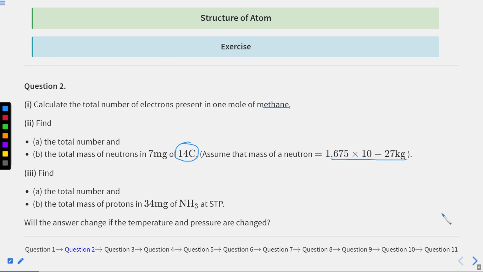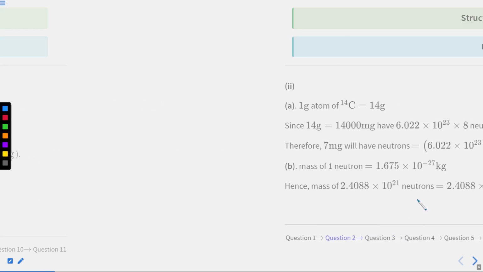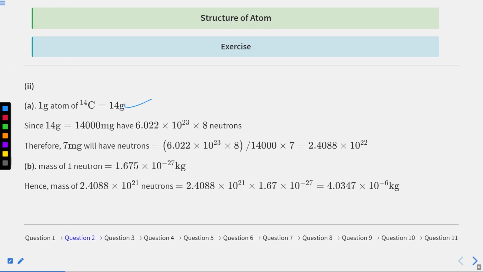So let us see the solution. Here 14 gram of carbon atom is containing 1 mole of carbon atom. So this is wrongly written. Okay, so sorry for the mistake. This is wrongly written since 14 gram is containing the mass of 1 neutron. Okay, so I have given you the solution. You can go with that.